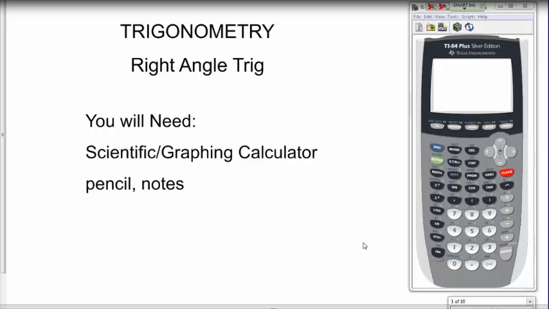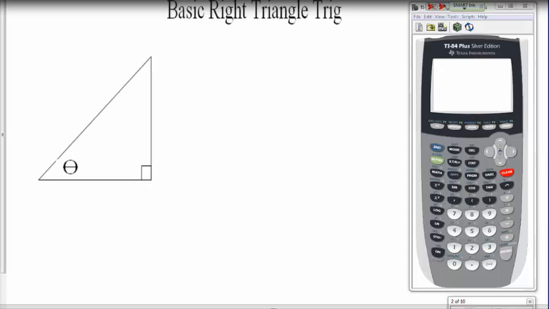Today we're going to talk about right angle trigonometry. Some of this will be review, and some of it is new. Okay, so here's your right triangle, and you notice that little theta in the corner. That is called your reference angle. We can use the reference angle to determine the sides based upon it.